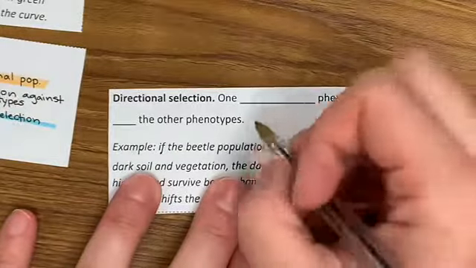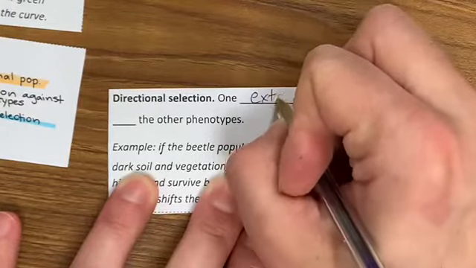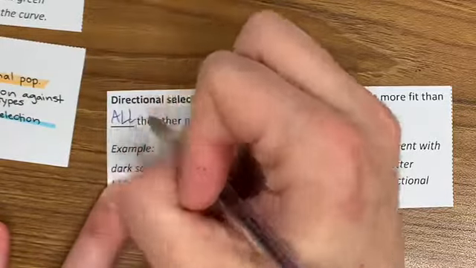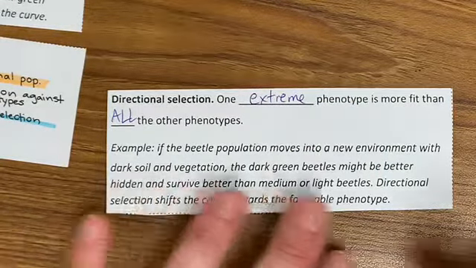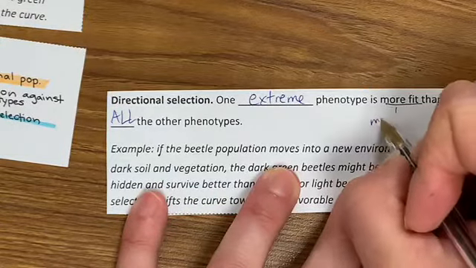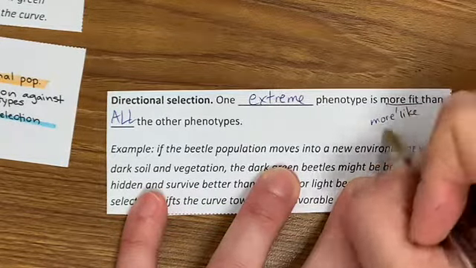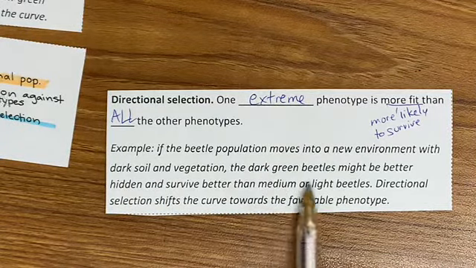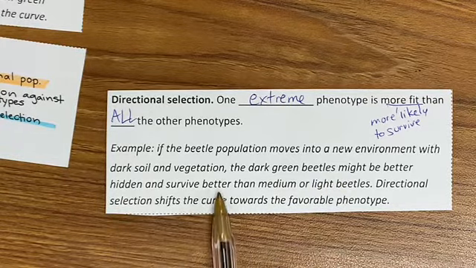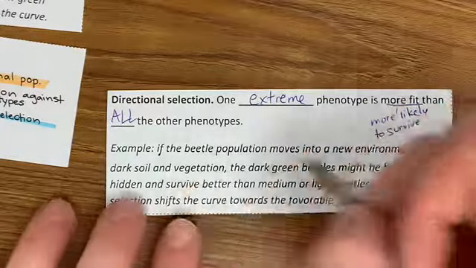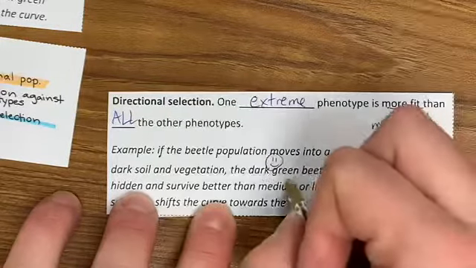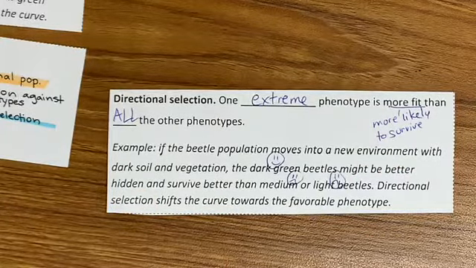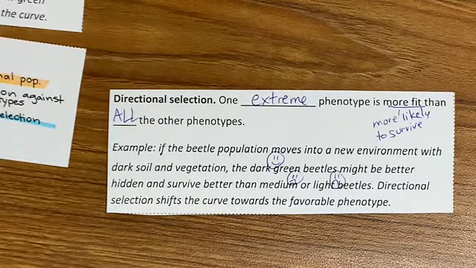In directional selection, one of the extreme phenotypes is more fit than all the other phenotypes. Okay? So again, more fit, more likely to survive. The beetle population moves into a new environment with dark soil and dark vegetation. Dark green beetles are better hidden and survive better than medium or light beetles. So dark green beetle is good, medium not so good, light really bad. The directional selection shifts the curve towards the favorable phenotype.